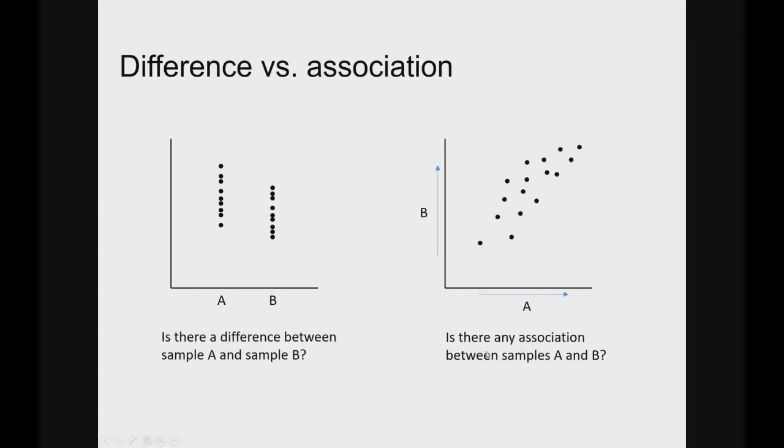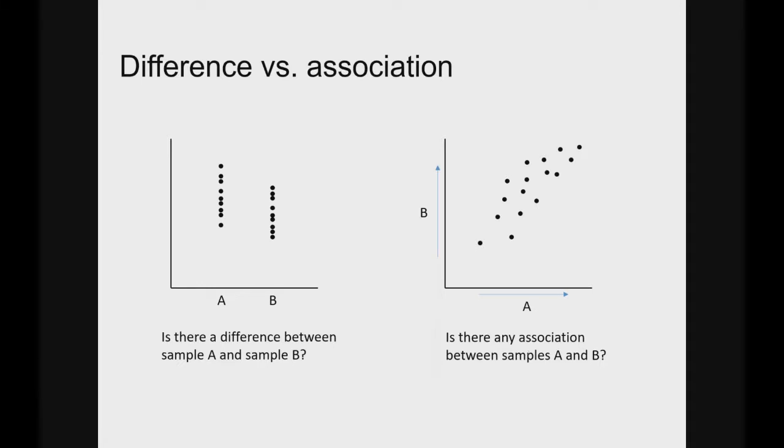Difference versus association. Maybe just a couple of cartoons here would be good for that. On the left is the idea of difference. Our dependent variable is along the y-axis here. This is the thing we're measuring, whether it's the percentage of cells positive or whatever it is. And then we have sample group A and sample group B, and our data points fall on the graph like this. And that's our question: do we have evidence to say that B is different from A in terms of these values on the y-axis?